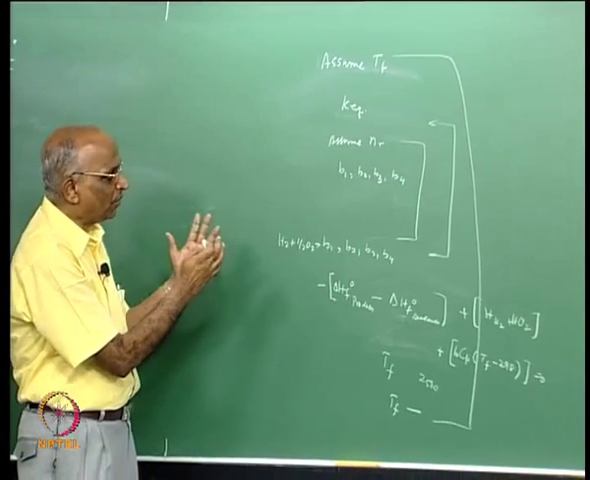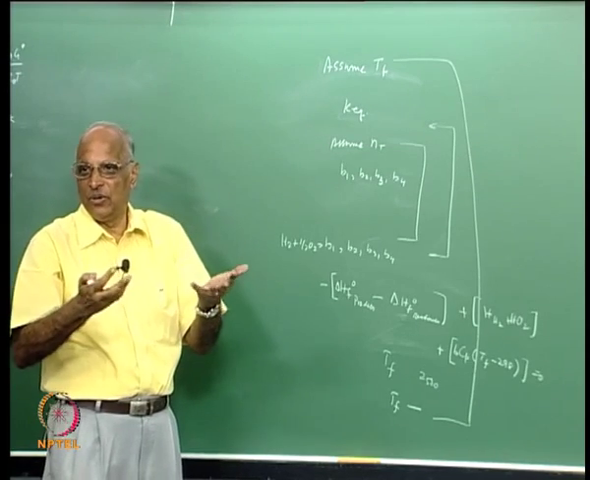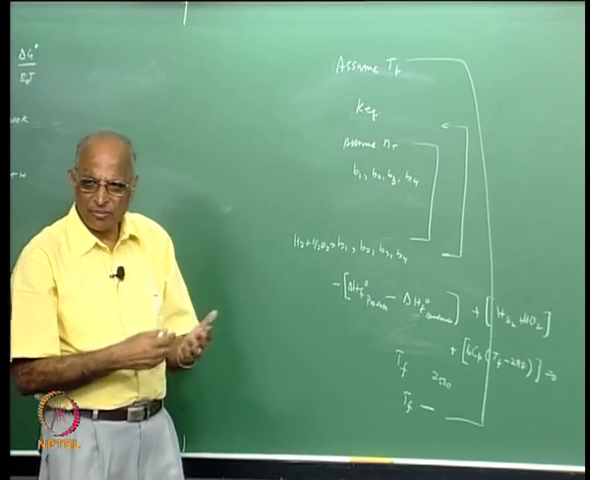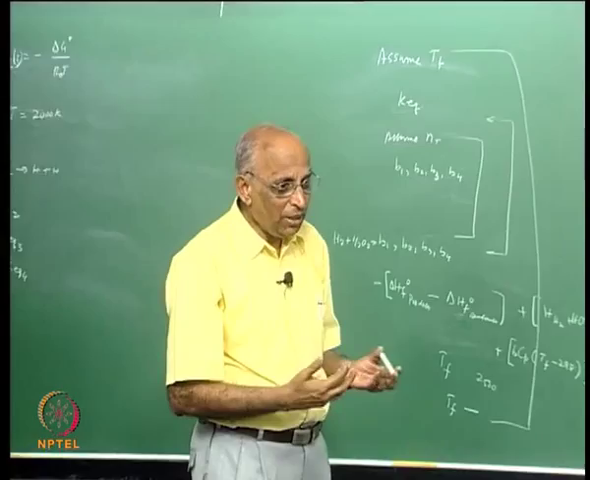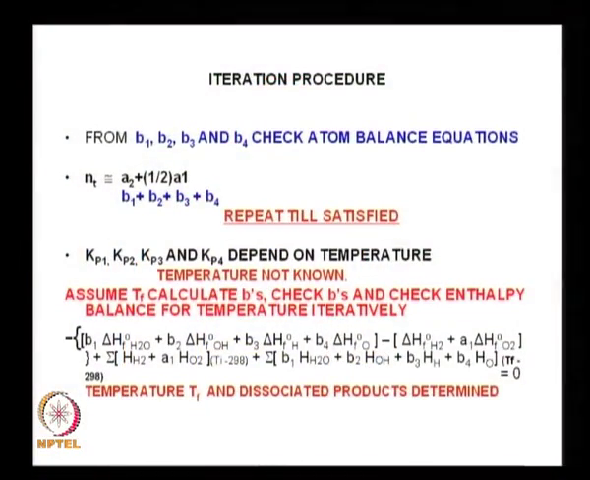I like this method of equilibrium constants because you can see physically what is happening when you are doing it. I will also discuss another method which is equally powerful and which is used in many of the codes. We will discuss it. Therefore, let me again repeat this. You have B1, B2, B3, B4 determined, check the atom balance equations, again check for the total number of moles, repeat till this is satisfied.